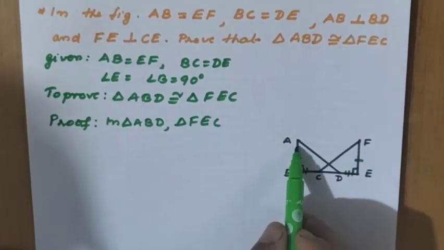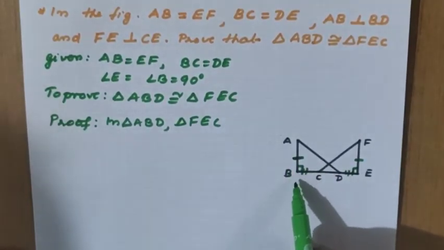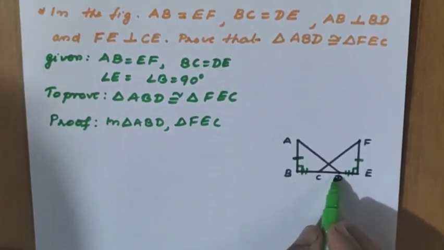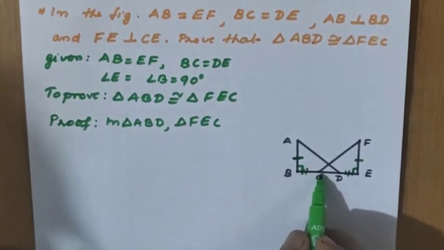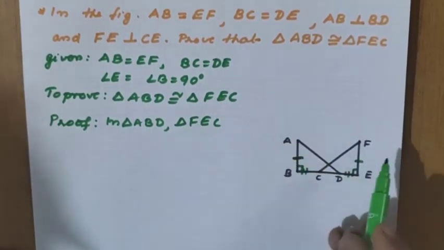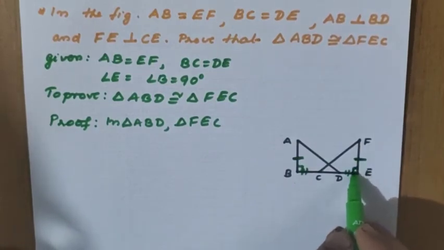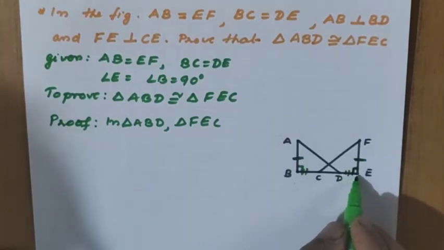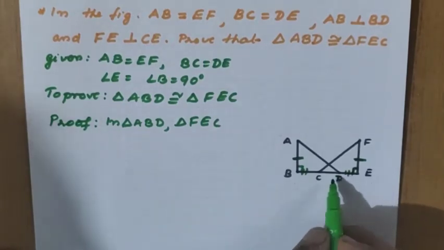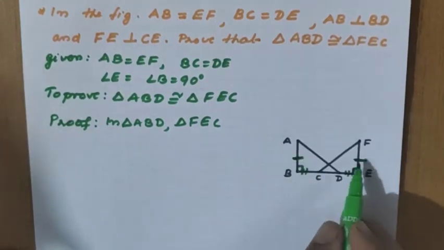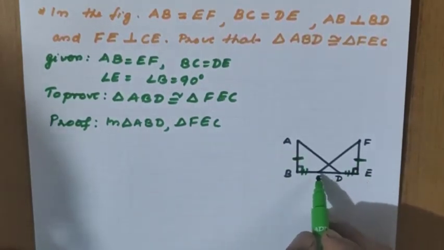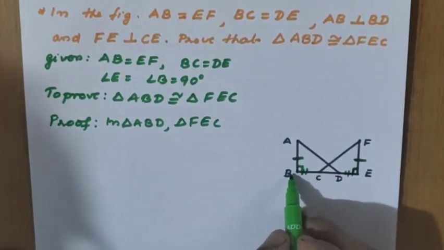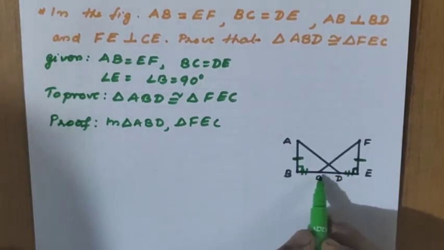In ABD we are having one equal side, one right angle. But we want the second side, which means we should get the length of BD. But what we got is only BC. Similarly, if you go for FEC, the first equal side and the one angle are marked here, and the second side here is DE only. If the second side of triangle FEC should be EC, what should be added for getting EC? CD should be added. Similarly, for BD, CD should be added.